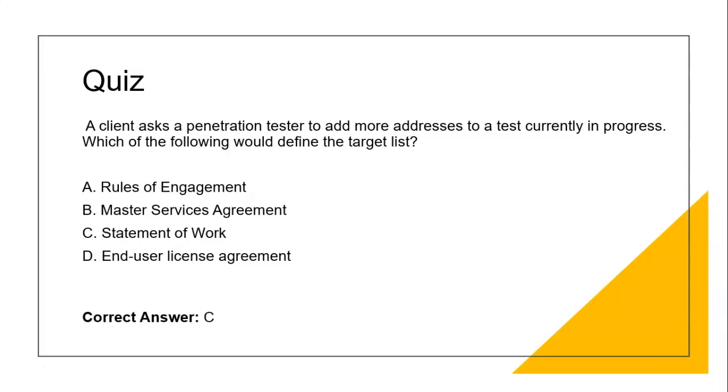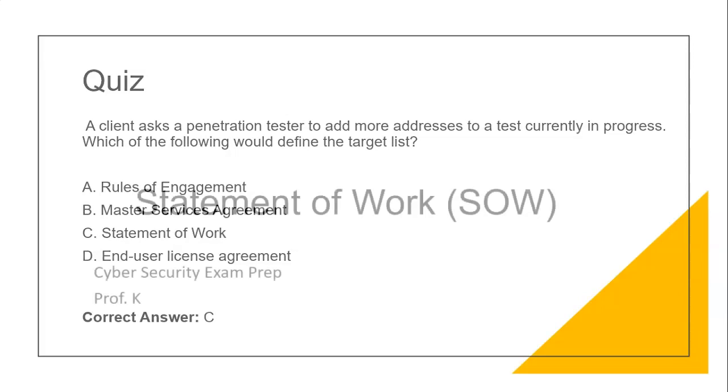So you've got to read into the question very carefully when they talk about what gets added to what document. A statement of work covers what will be tested. The rules of engagement are going to cover how those items will be tested.